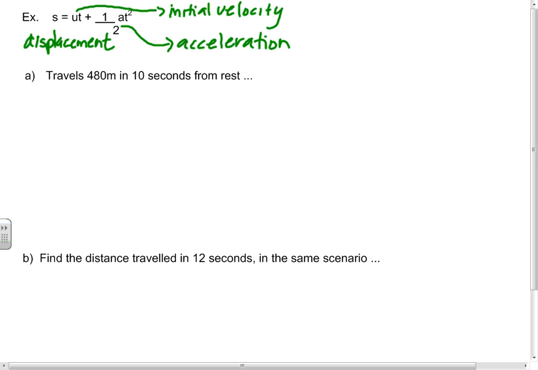Okay, so we have a scenario where Buddy travels 480 meters in 10 seconds from rest. What is his acceleration? So we have a displacement, so that is how far he went, so that would be our S. 10 seconds would be your T, and from rest is indicating your initial velocity is 0. So we've got lots of stuff. We want to find the acceleration.